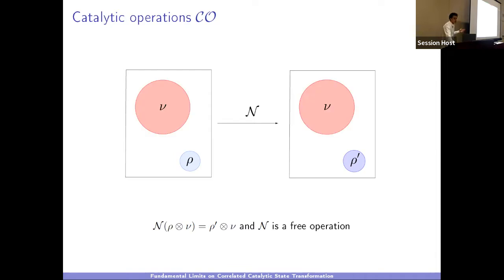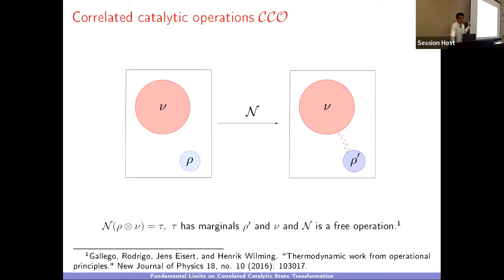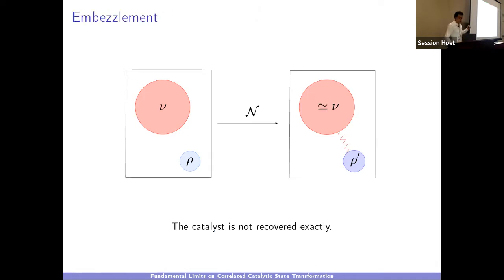So we can add a catalyst, and so we have an input state rho tensor eta, and we get an output state rho prime tensor eta. And here note that there is no correlation in the output state, and we will call them CO, so catalytic operations. What we can do is allow for some correlation in the output state. So in the output state, rho prime might be correlated with eta, and we will call those operations correlated catalytic operations. And another thing is embezzlement. Here, the catalyst might change after the transformation, and this is called embezzlement.